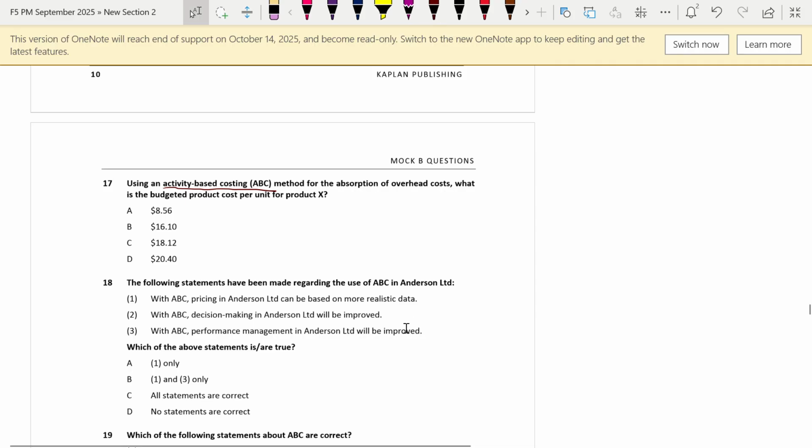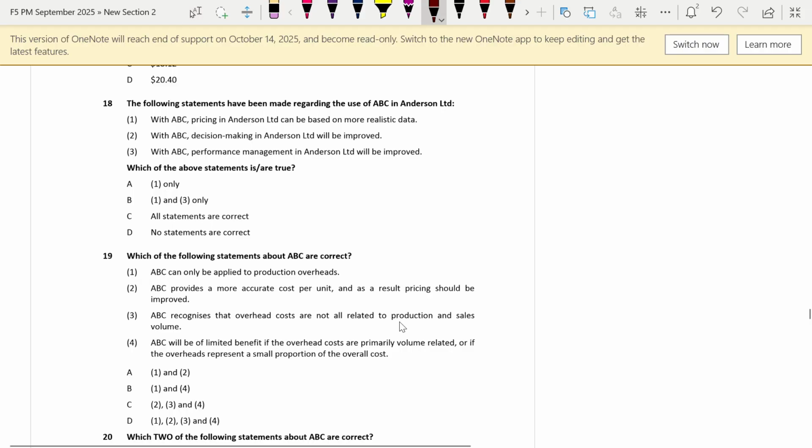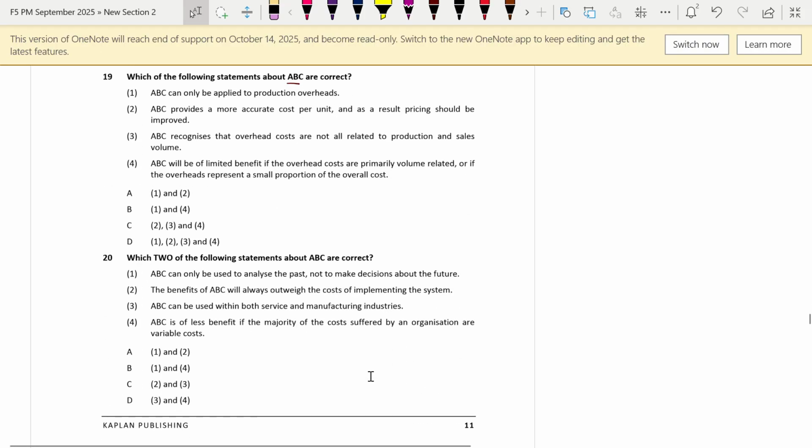Then they are talking about ABC. Which statements are true with respect to ABC? Okay, and all are ABC. Which two of the following statements about ABC are correct? Okay, ABC means all, you will have a good understanding about ABC.